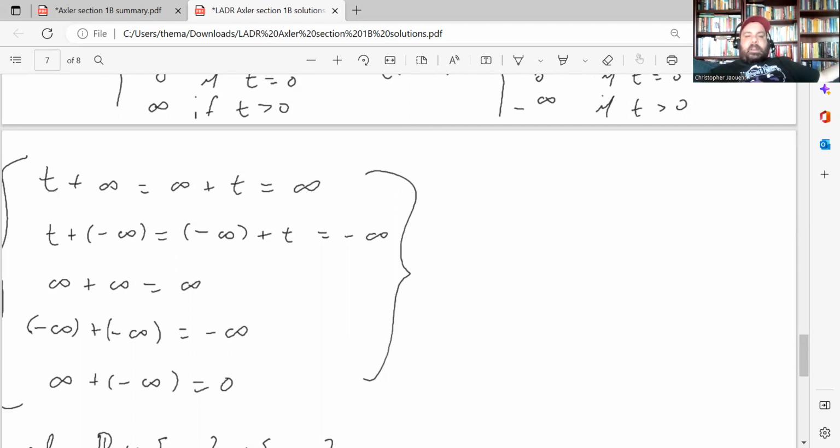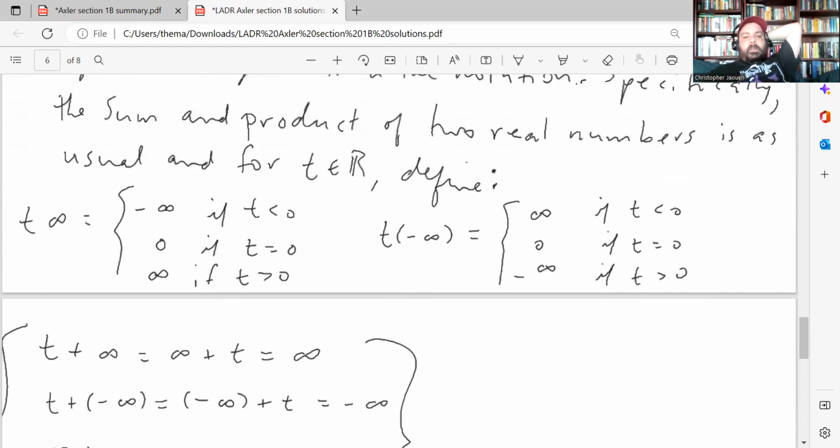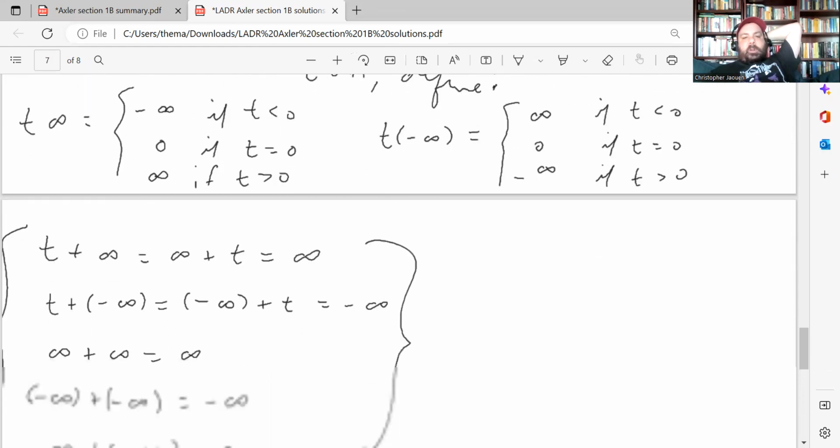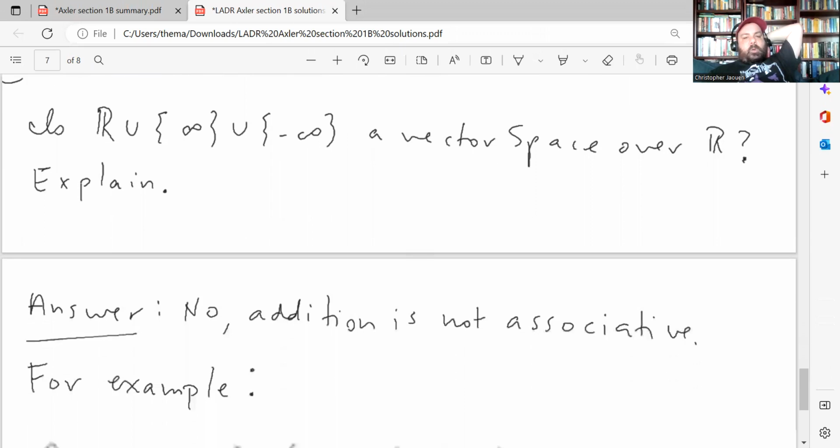Now, you may recognize that these are not the usual ways that infinity works, for example, in analysis, but these are definitions. So we're defining a set here with two formal objects that we're calling infinity and minus infinity. And the way that the operations, I should say vector space operations, because this actually is not a vector space, the way that those operations work, we're defining here. All right, so the question is, is that set a vector space over R? And they want us to explain.